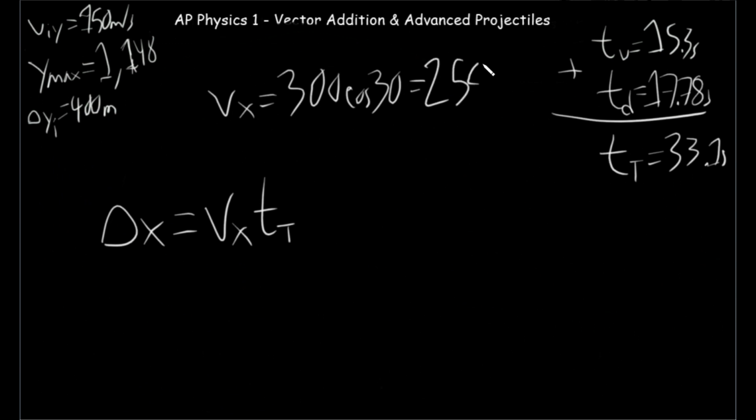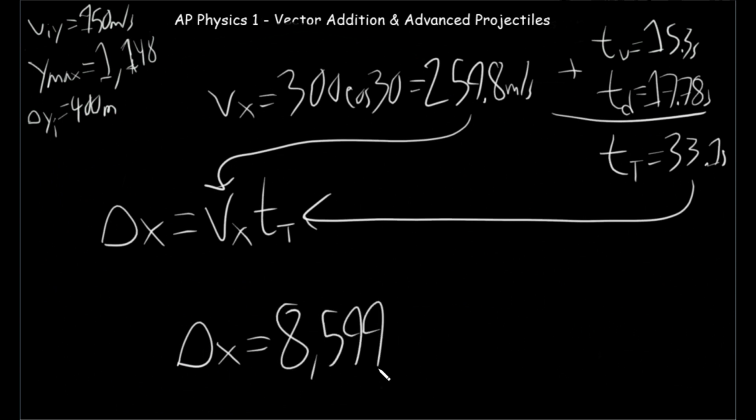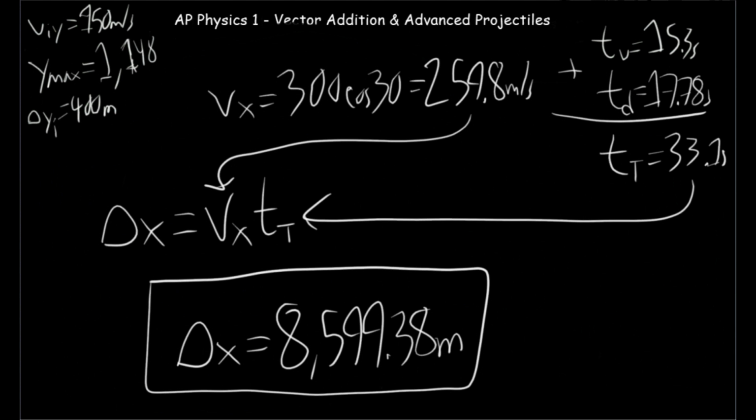You would end up with 259.8 meters per second. Plug these in, 259.8 times 33.1, you would end up with a total of 8,599.38 meters. And that is your final answer.